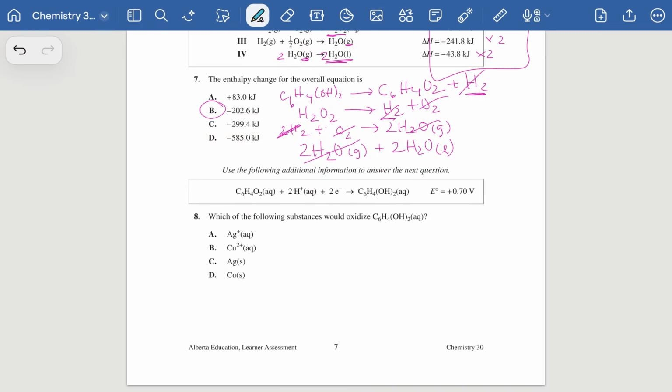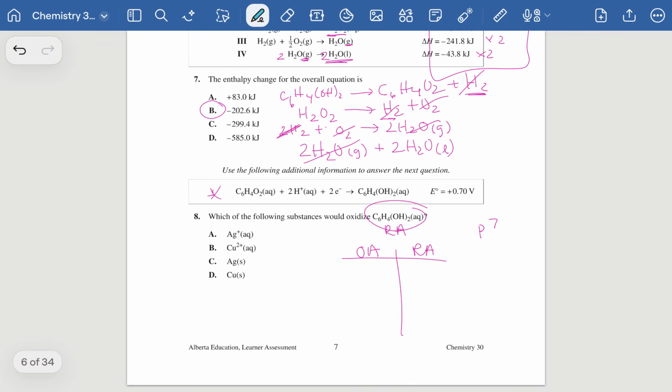Okay, so the next question, we would need our data booklet. We have this half reaction, and it asks what substances would oxidize. So if this equation needs to undergo oxidation, that means this is a reducing agent. So if this is a reducing agent and we want it to be oxidized, if we were looking at the table on page 7, right? Yep, on page 7, what we would see is OAs are on the left, RAs are on the right.